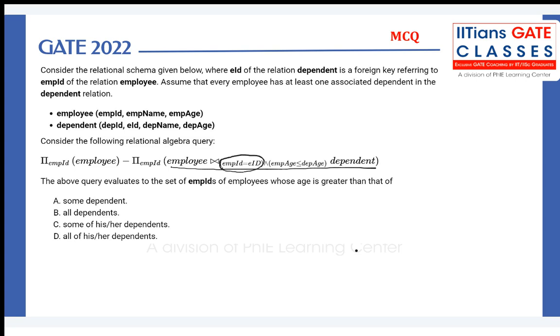First of all, let's say there is an employee E1, he has an age of 23. Let's say the dependent has a dependent ID of D1, employee ID is E1, the dependent name is B, and the age is 24. There is another dependent D2, employee ID is the same, the name is C, the age is 21. Take this table. If you do this join condition, what will be the output?